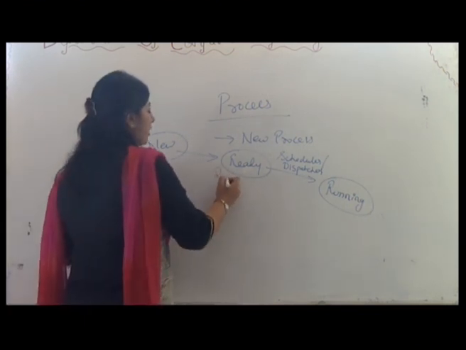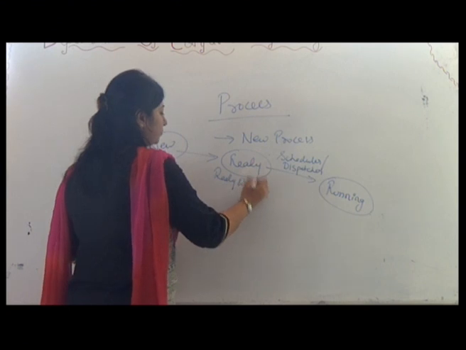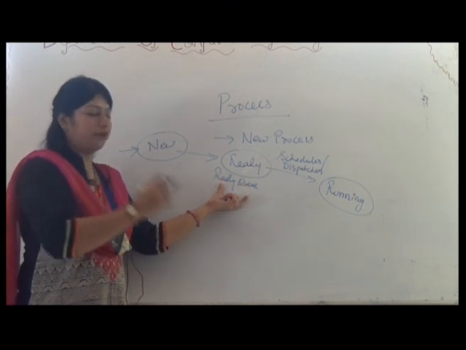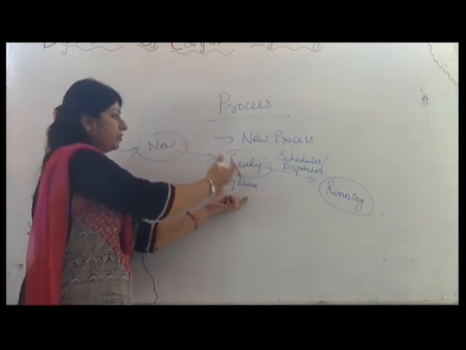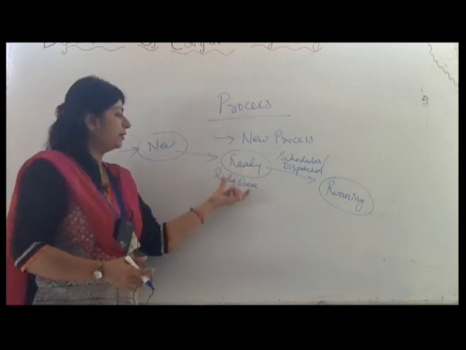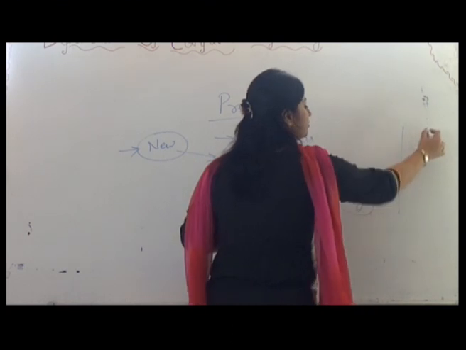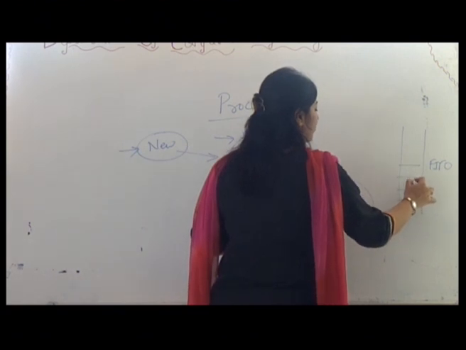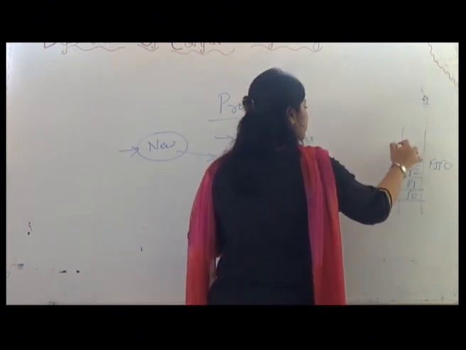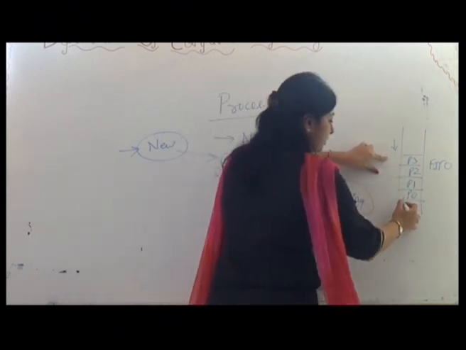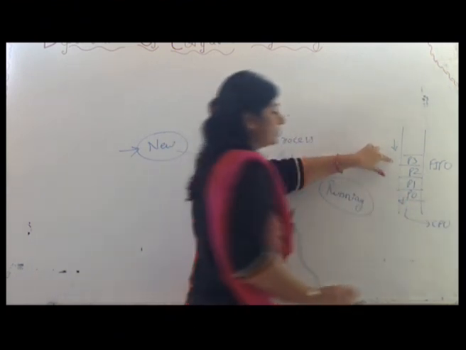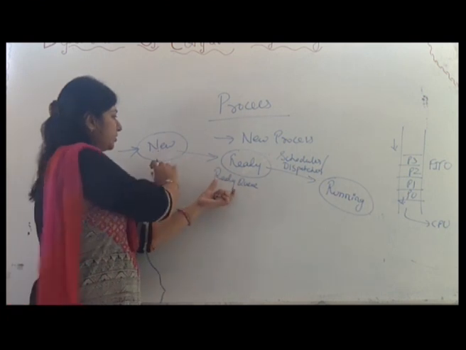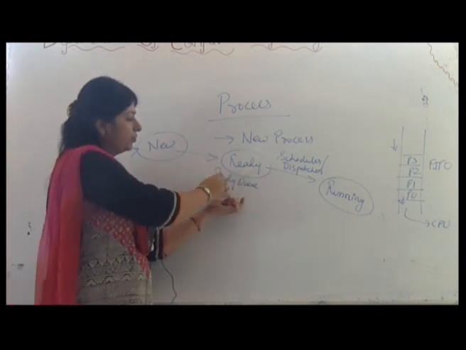In the ready state, we also have a ready queue. What do we mean by a ready queue? It is a queue structure in which all the newly created processes shifted to the ready state are added. The ready queue works in first in, first out manner: P0, P1, P2, P3. Processes are added from this side, and the CPU is allocated to the process which is at this end. The processes shifting from new to ready are added to the queue in the same manner.